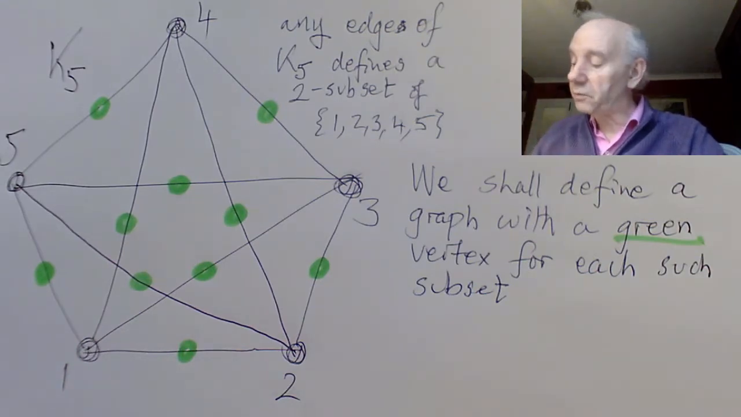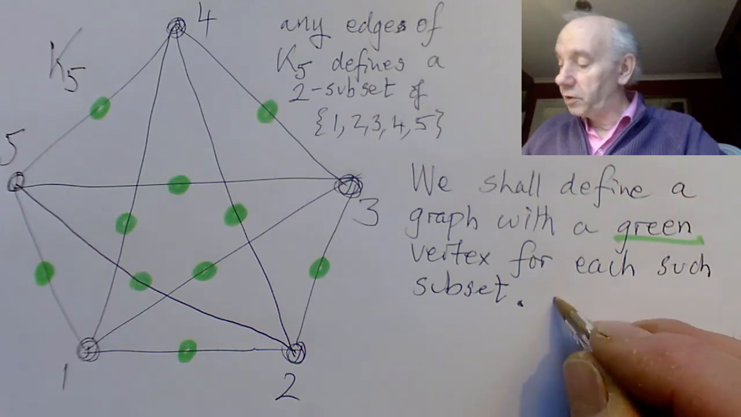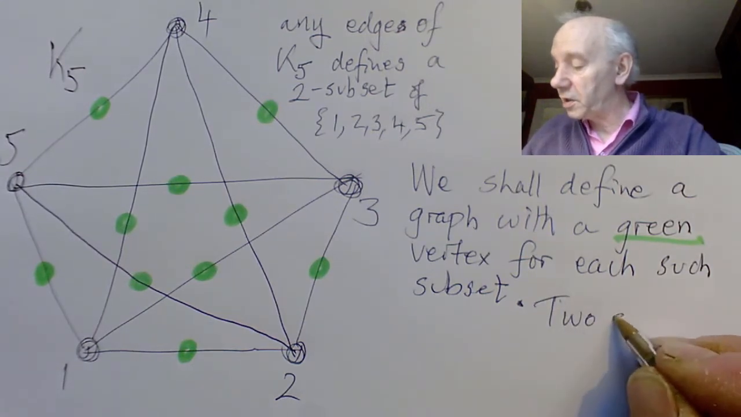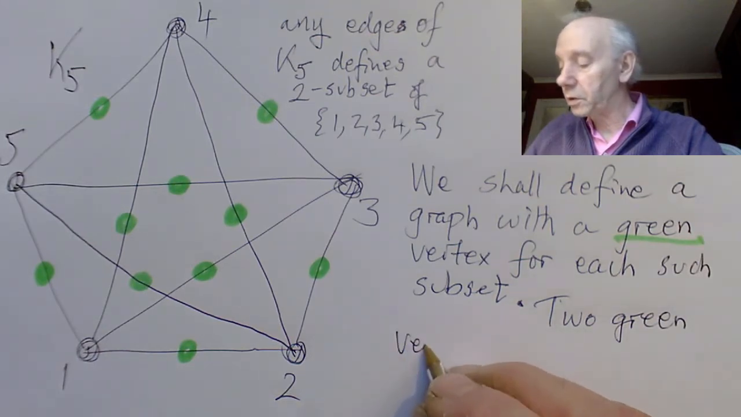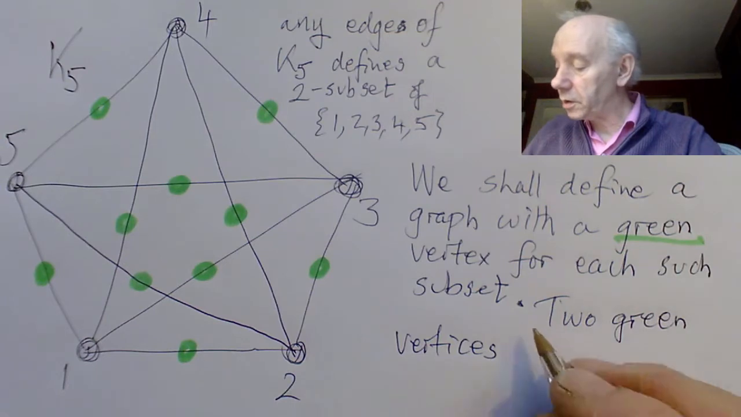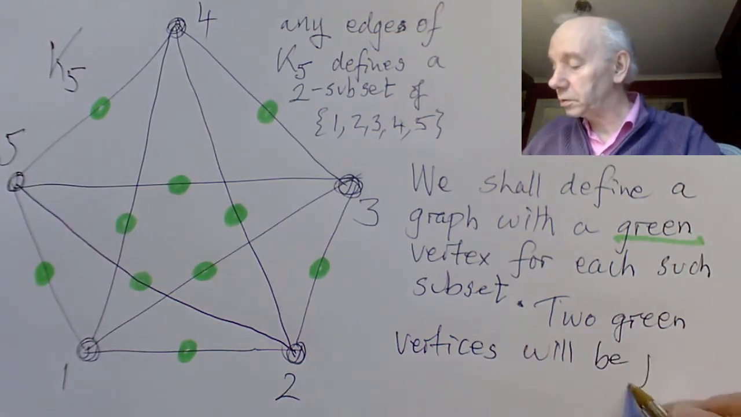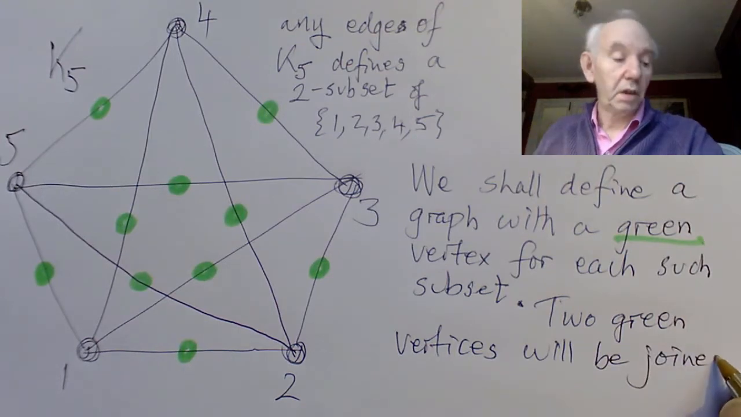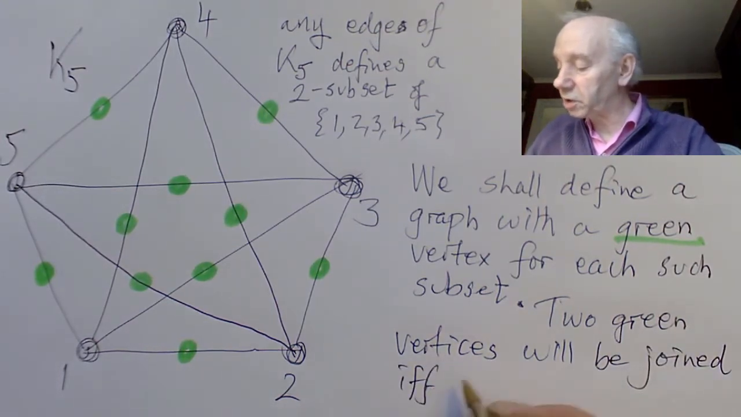Okay, so we're going to say here that two green vertices, 2 of these new vertices, will be joined, or about to be joined, if and only if the corresponding subsets do not intersect.